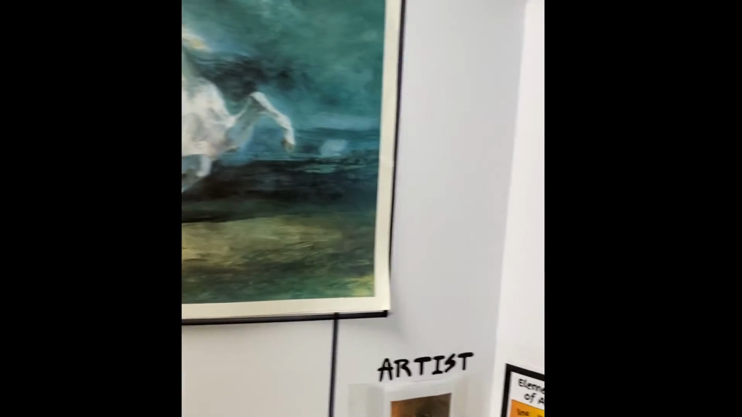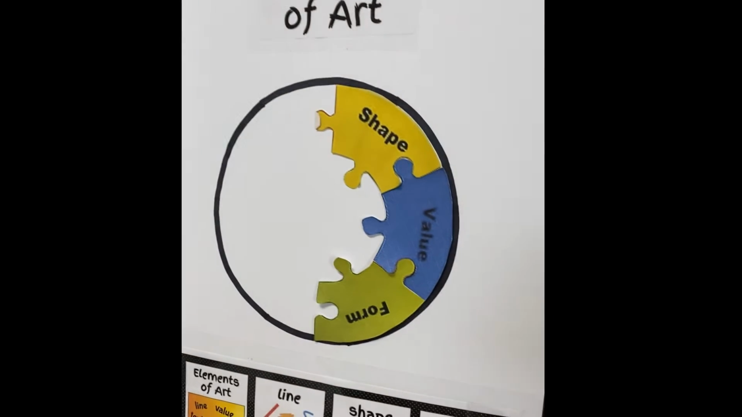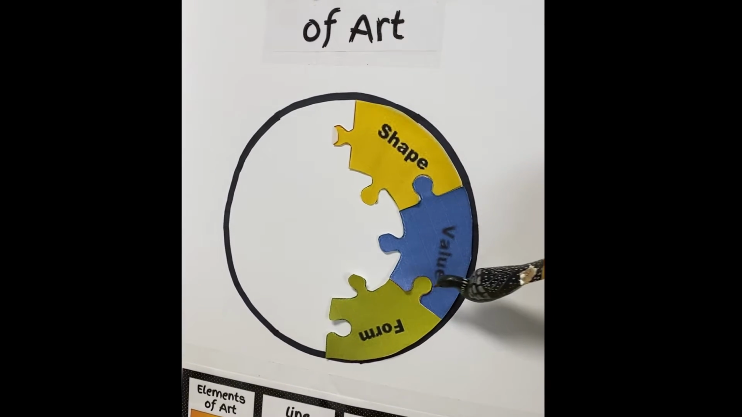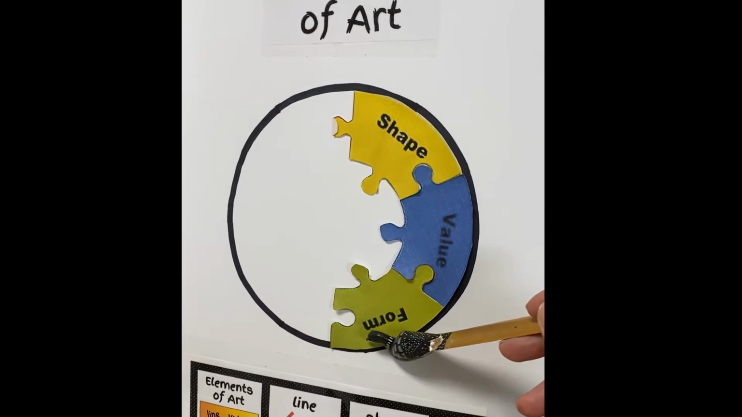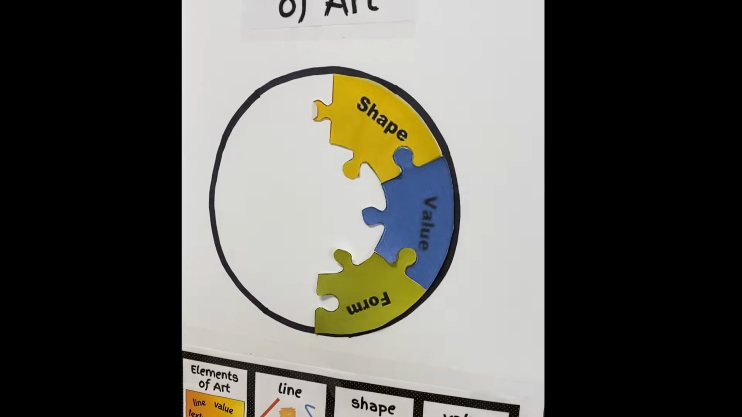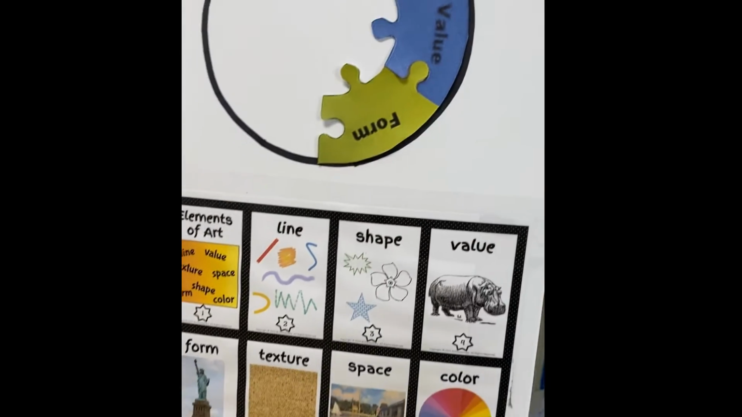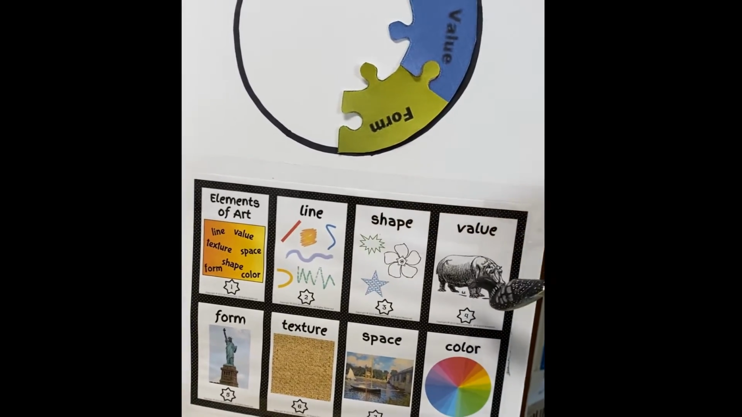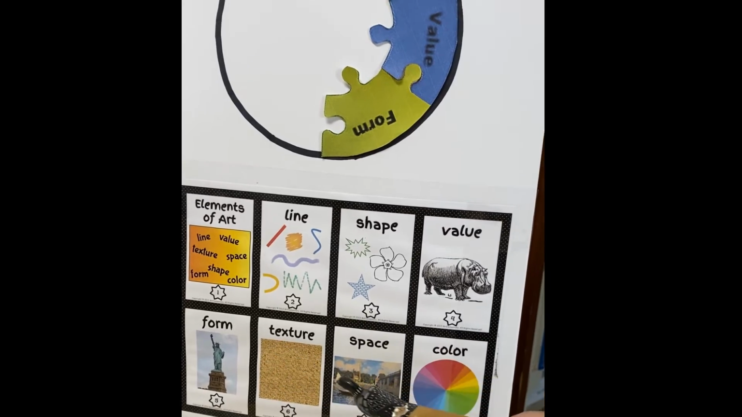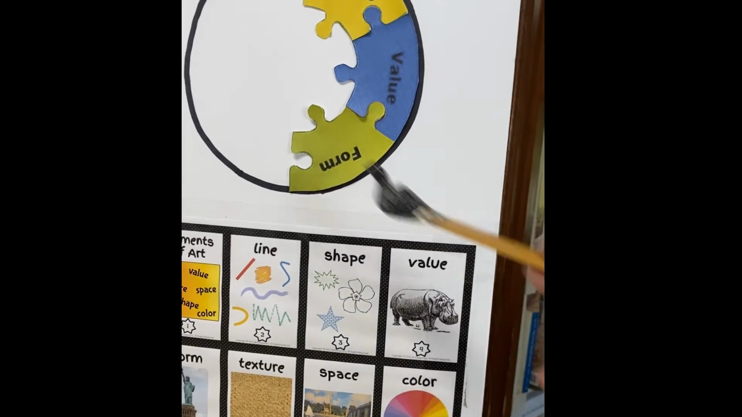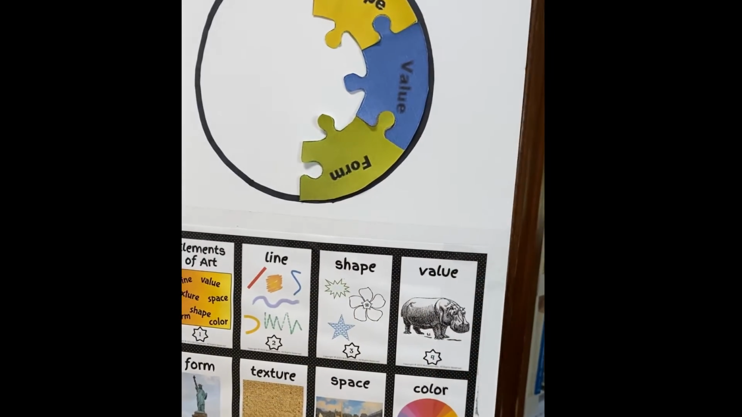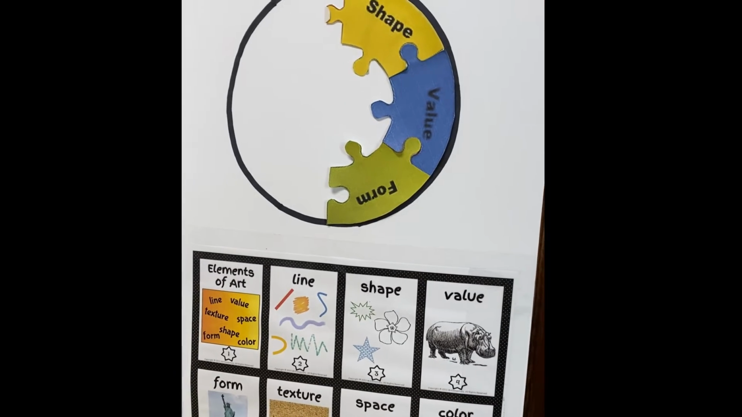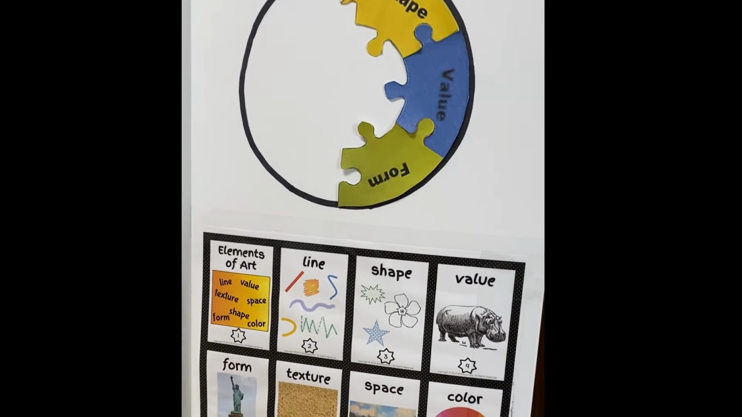So over here, let us just get some remembrance. We talked about shapes, we talked about value, we talked about form. We're getting there. We don't have it all filled in yet. This is what we're going to be filling it in with. We're going to be filling it in with line, shape, value, form, texture, space, and color. Those are the things that we are going to be studying when we're talking about the elements of art.